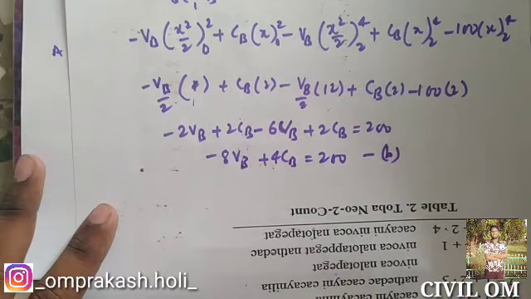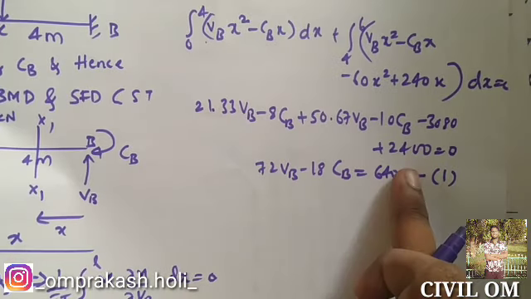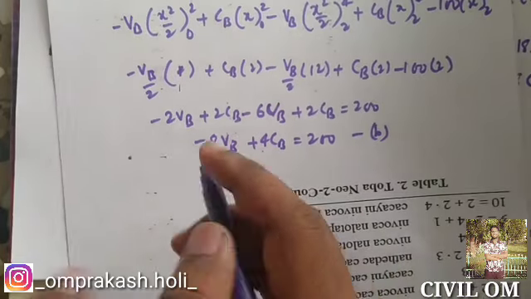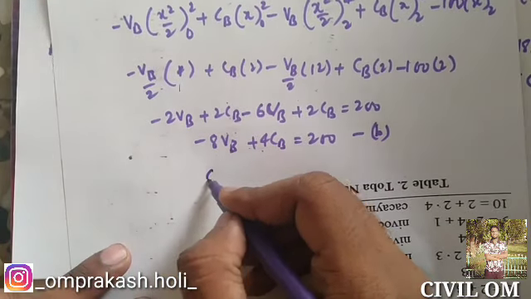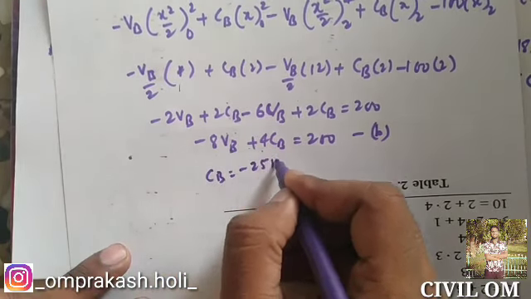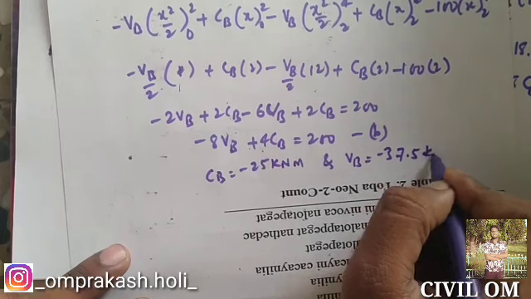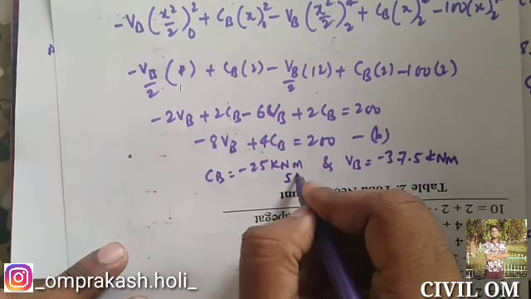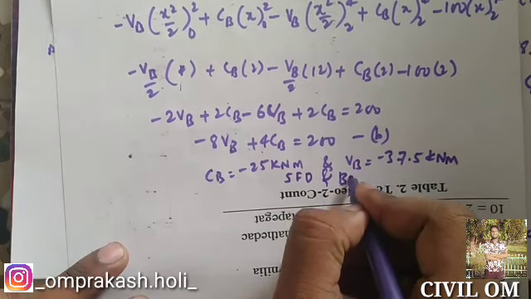This is our second equation. First equation, we'll write it once again here. After solving the first and second equations, what do we get? We get CB is equal to minus 25 kilonewton meter and VB is equal to minus 37.5 kilonewton. So friends, we have got the values. So SFD and BMD, I'm sure you know how to draw it.